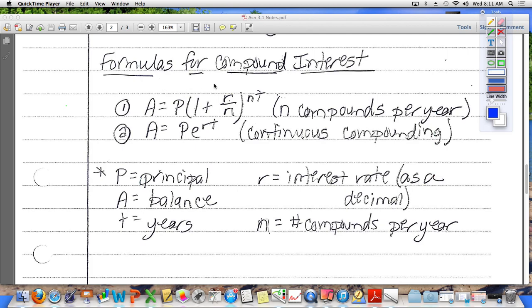So you just need to know that when you are figuring out the amount of money, your balance in an account, and the interest is compounded, which just means, you asked about that yesterday, when it is compounded yearly, that just means once a year they're going to figure out interest. When it's compounded continuously, that means it's constantly being figured. I gave you the formulas. Did you get all this down? P is principal, A is balance, T is years. Did you get all that?